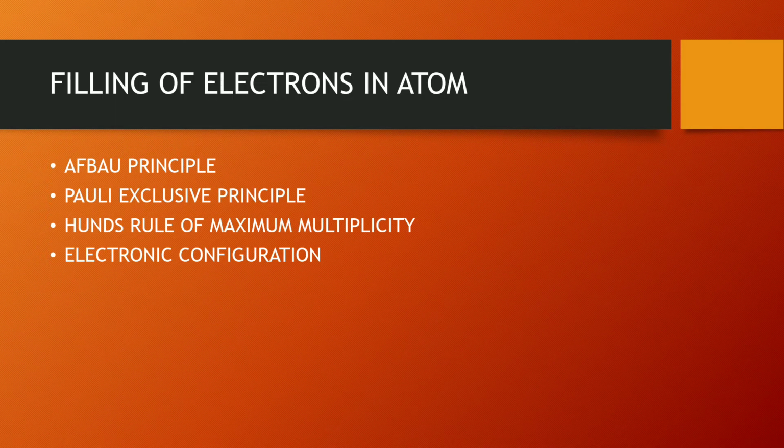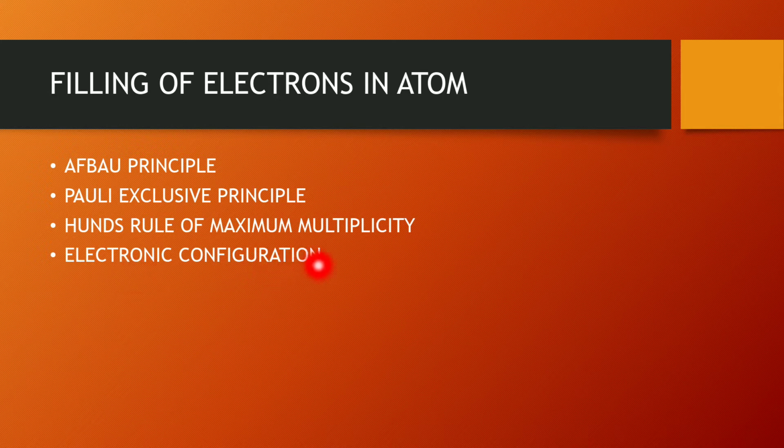So basically, we'll start with the Aufbau principle and then we'll move on to Pauli's exclusion principle. Then we'll learn Hund's rule of maximum multiplicity. Then we'll move to the electronic configuration. These first three principles are very important for knowing how to fill the electrons in an atom, and also for knowing the electronic configuration.